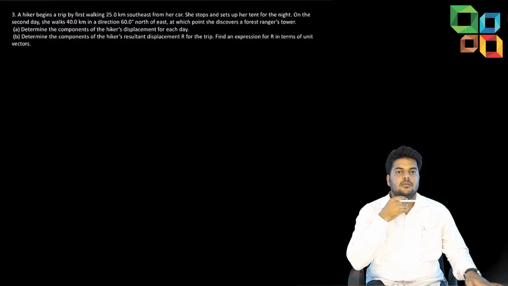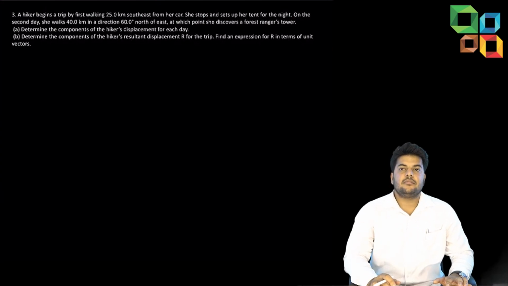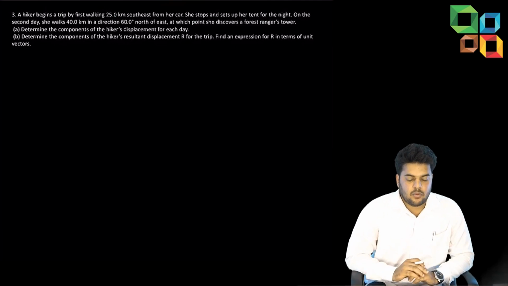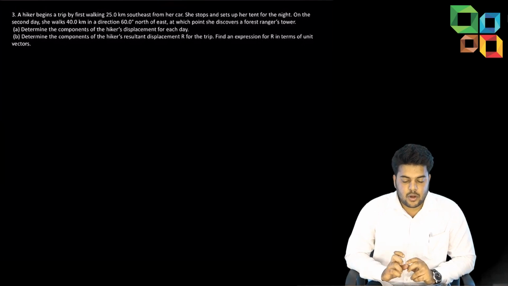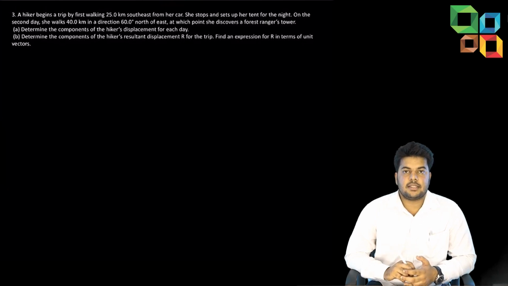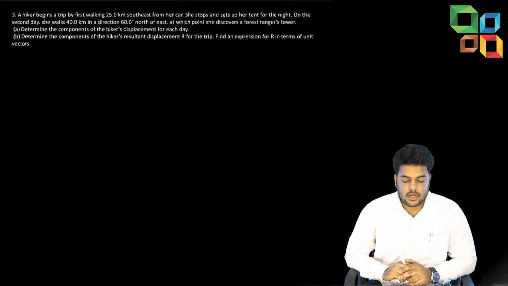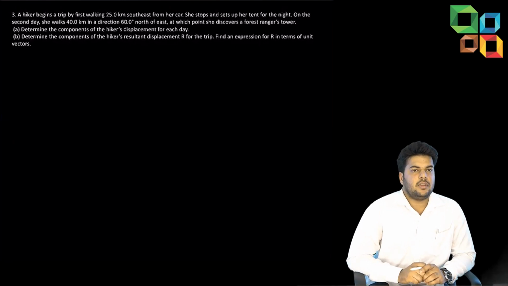So, can you see the screen clearly, right? A hiker begins a trip by first walking 25 kilometers southeast from a car. She stops and sets up her tent for the night. On the second day, she walks 40 kilometers in the direction 60 degrees north of east, at which point she discovers a forest ranger's tower. Determine the component of hiker's displacement for each day. Do that part.